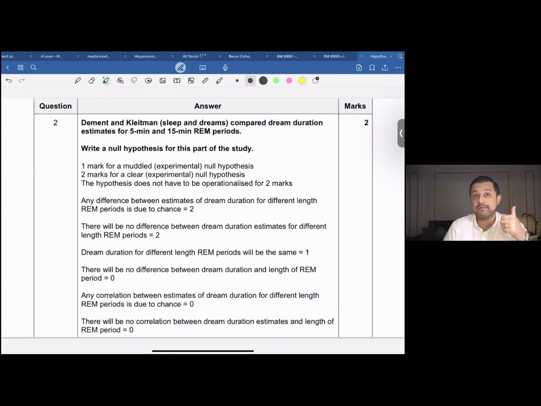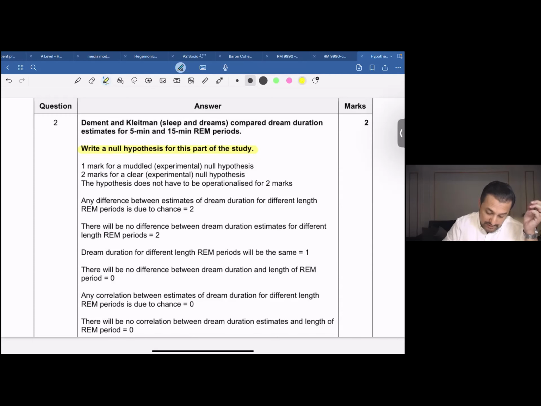Remember, especially question number 1, 2, 3, 4, 5 in paper 2, there's a possibility that you might be tested on your grip on research methodology in line with the core studies that you've already prepared for paper 1. Now, Dement and Kleitman, sleep and dreams, compared dream duration estimates for 5 minutes and 15 minutes REM period. Write a null hypothesis for this part of the study.